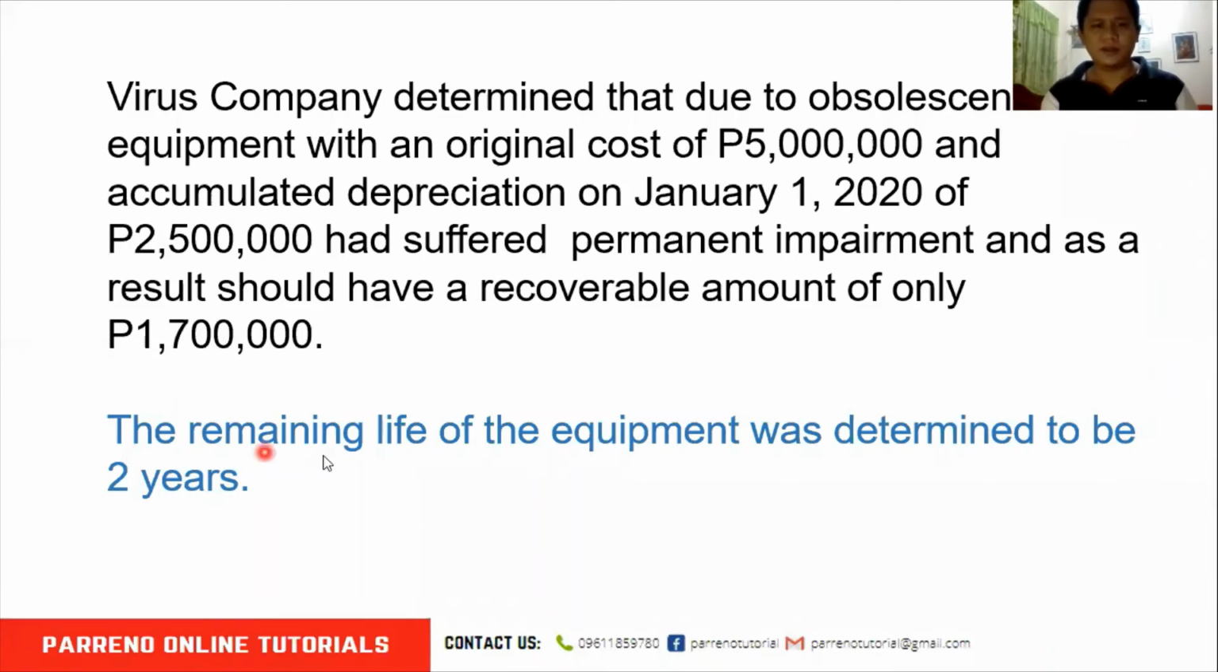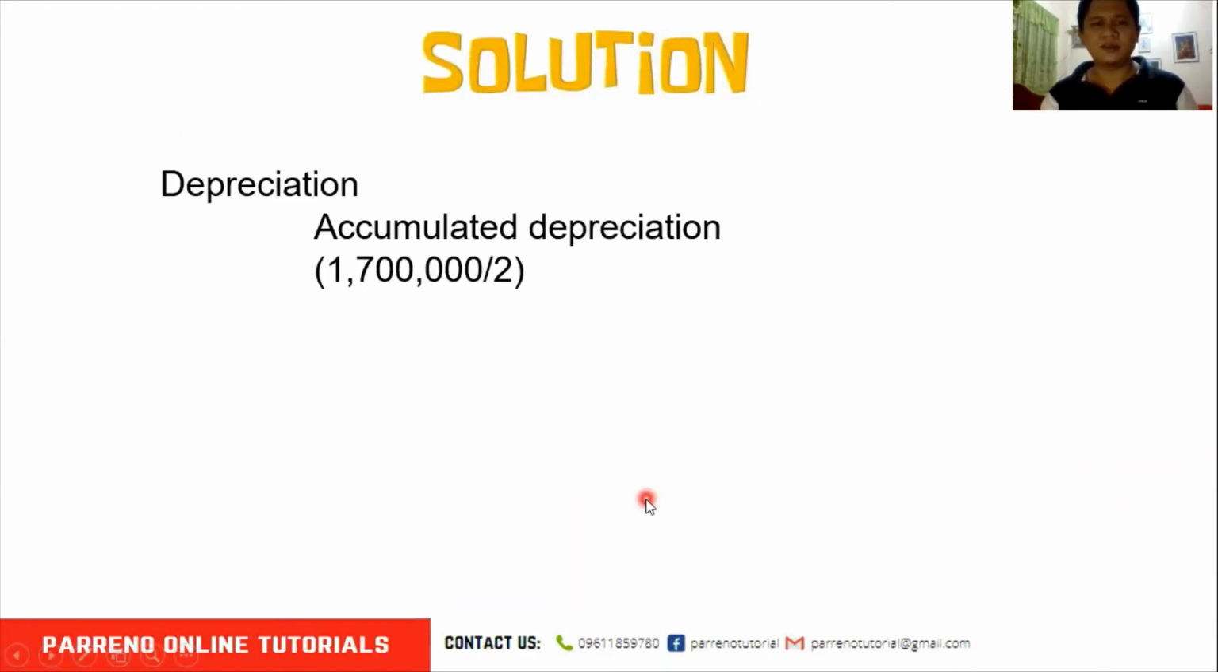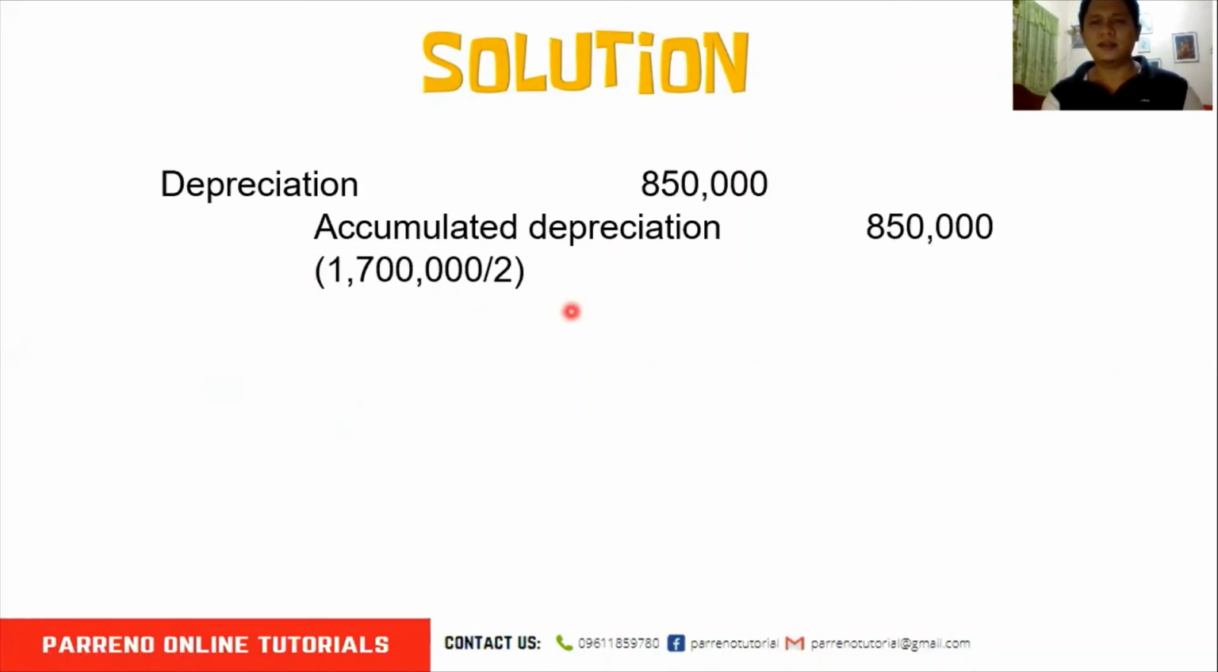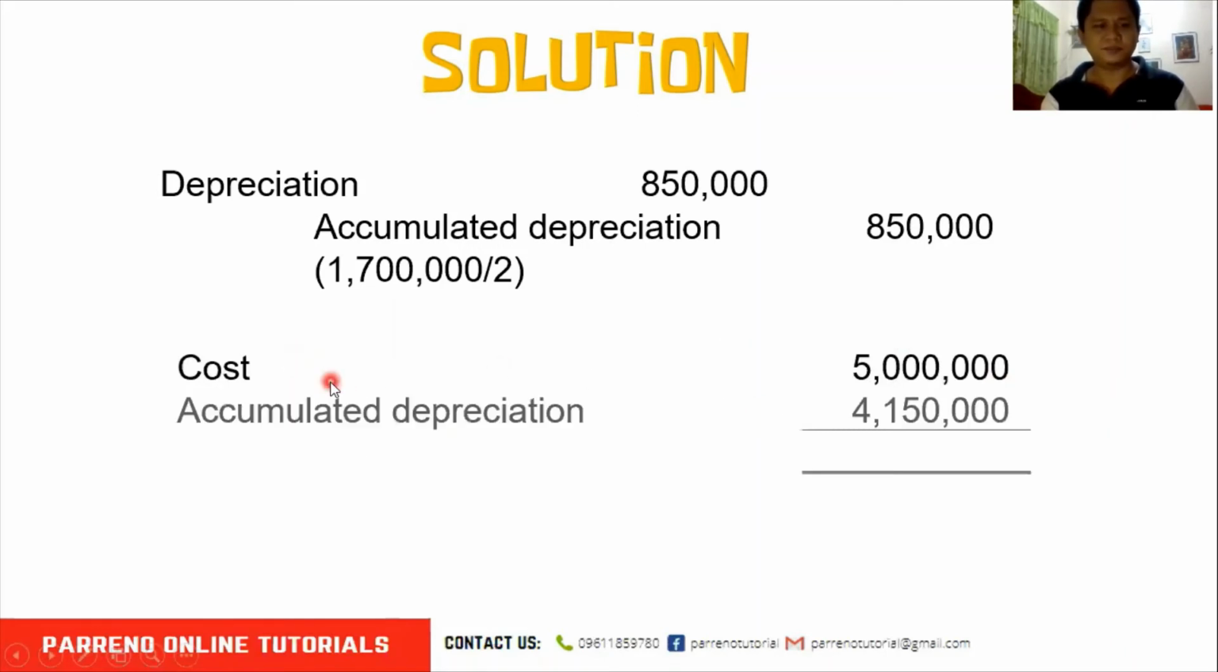Okay, another issue that we have to consider is that the remaining life of the equipment after this impairment was determined to be only 2 years. That means the depreciation to be recognized for this year is 1,700,000 divided by 2. So that's the recoverable amount divided by the remaining useful life. So that's 850,000.